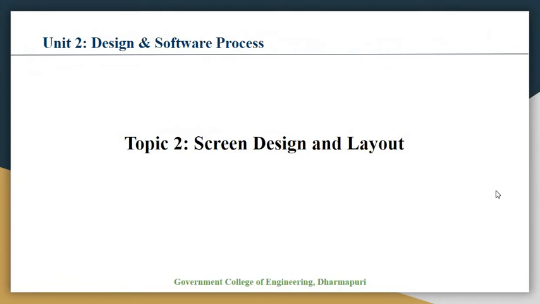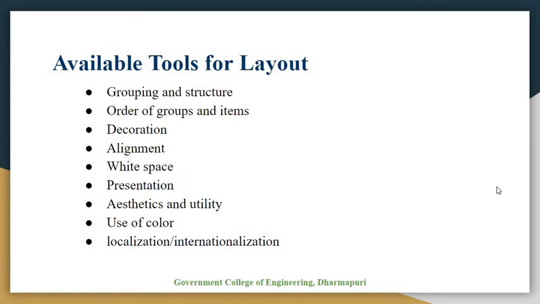So here we will see the second topic of the second unit, that is screen design and layout. Whatever tools are available for layout, here we will see grouping and structures, order of groups and items, decoration, alignment, white space, presentation, aesthetics and utility, use of color, localization or internationalization. So these are the available tools for screen layout and designing.